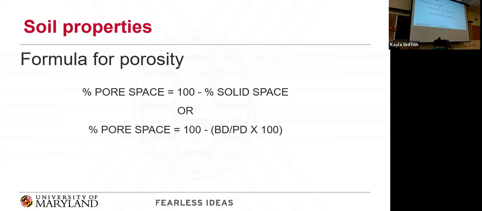So you'll need to know the formula for porosity. Basically, you take the bulk density divided by the particle density, multiply by 100 to get the percentage, and take that out of 100%.